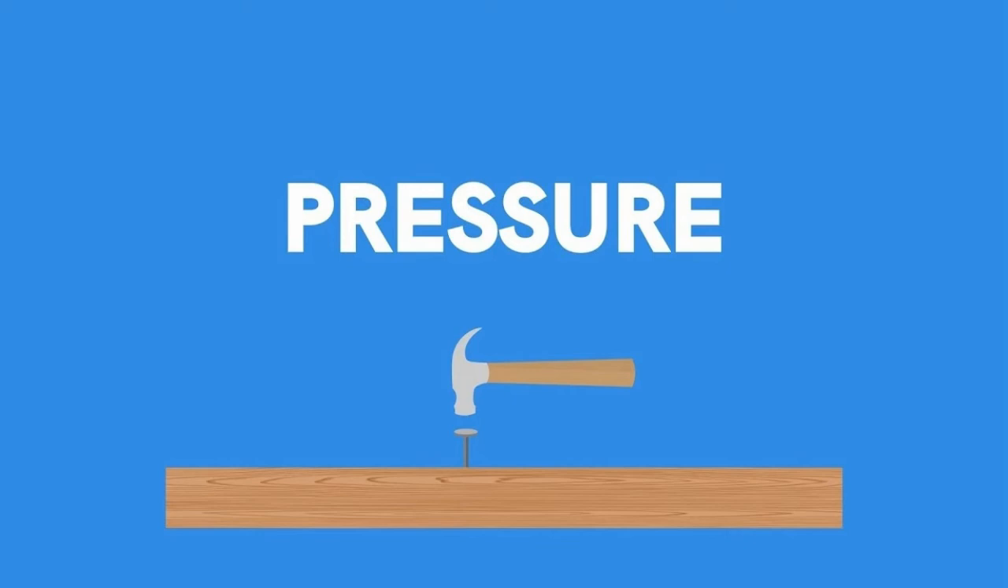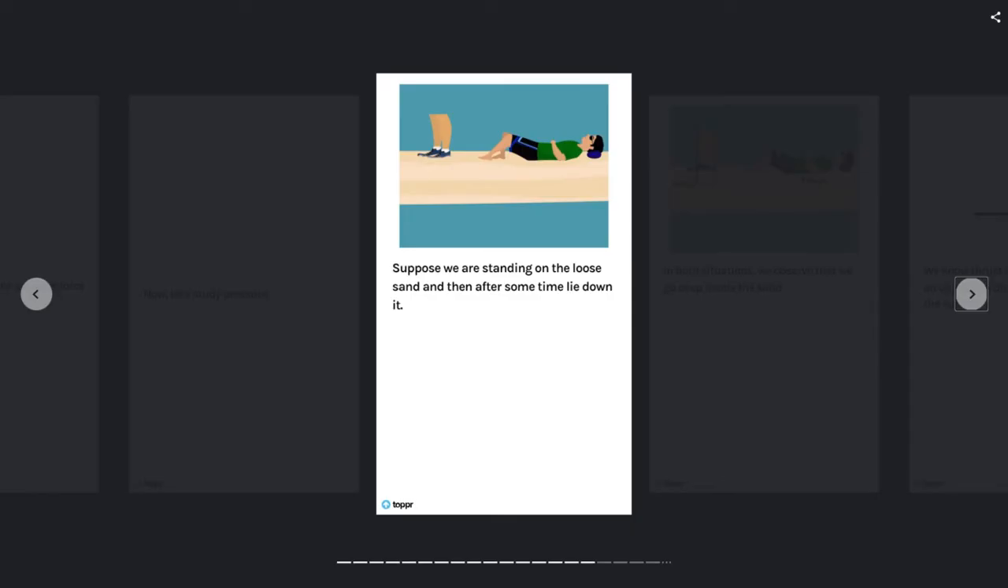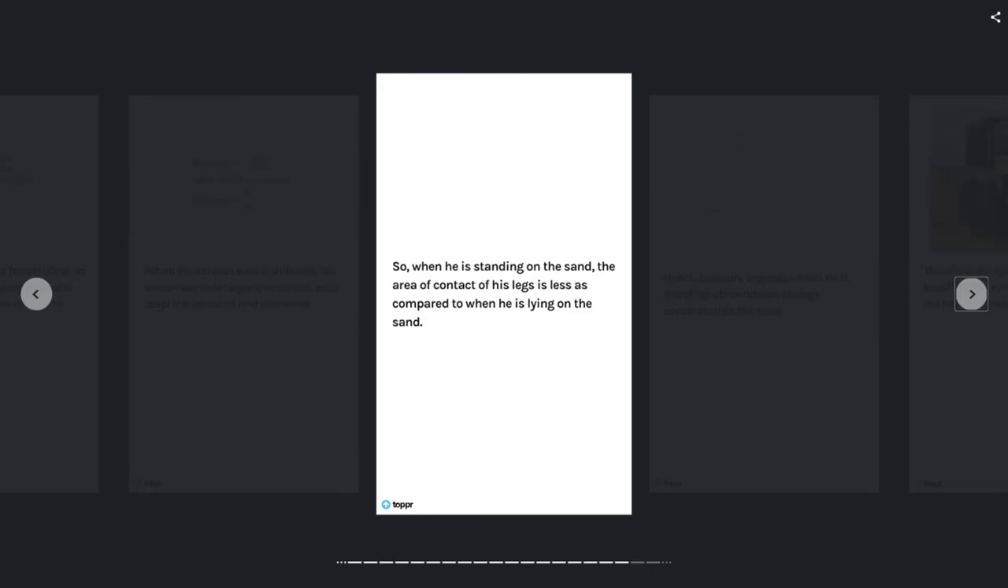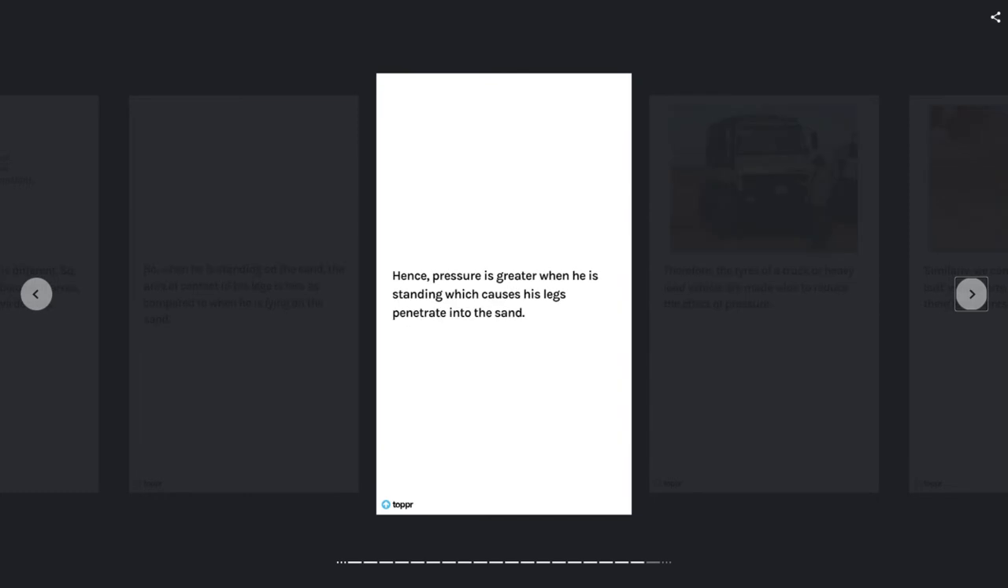force is acting. When you were standing on the sand and when you were lying down on the sand, in both cases your weight was the force acting on the sand, but still the pressure exerted on the sand was more when you were standing. Why? Because the contact area was less. When you lay down, the contact area was more and so the pressure was less.